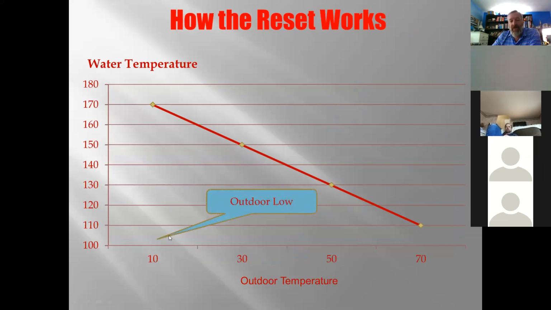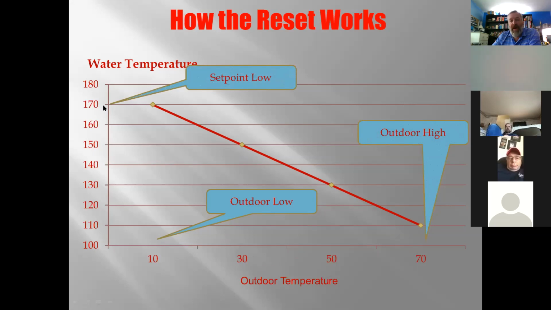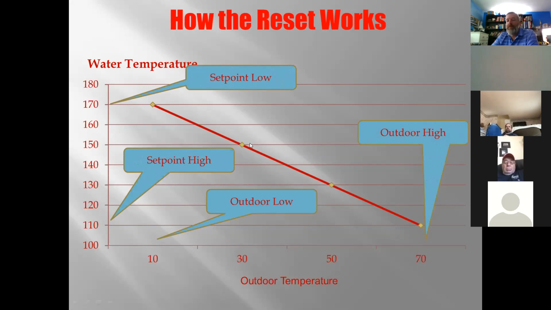So I would take my outdoor low; in some real world settings, it might be 10 degrees outside, 70 outside. I'm going to set my set point to 170 at that 10 degrees outside, and I'm going to set 110 at 70 degrees outside. So 170 at 10 outside and 110 at 70 outside. And then this becomes my curve. So at 50 degrees, it's 130. At 30 degrees, it's 150.